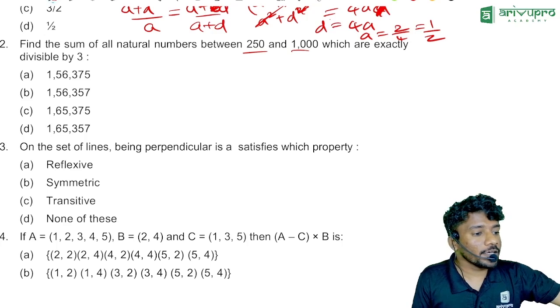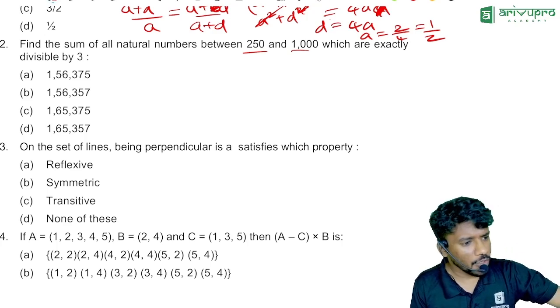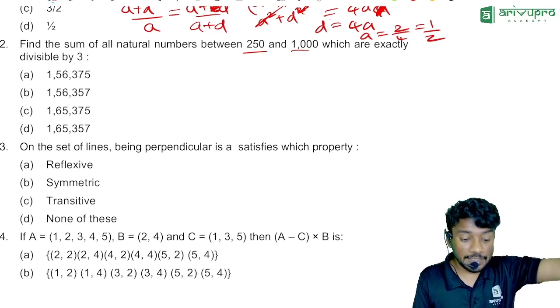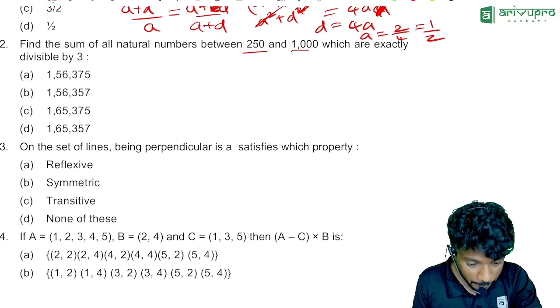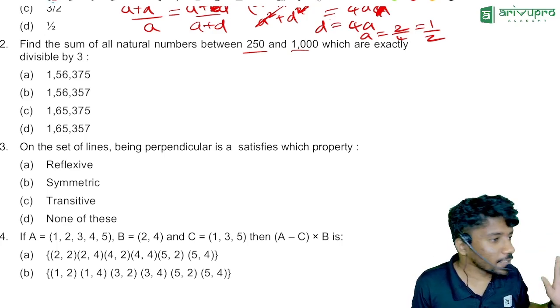Find the sum of all natural numbers between 252 and 1000 which are exactly divisible by 3. Which are those numbers, people? Is 250 divisible by 3? No. 251 divisible by 3? No. 252 is divisible by 3. How will you check? Type 250 divided by 3. If you get a decimal, that means it is not divisible by 3.